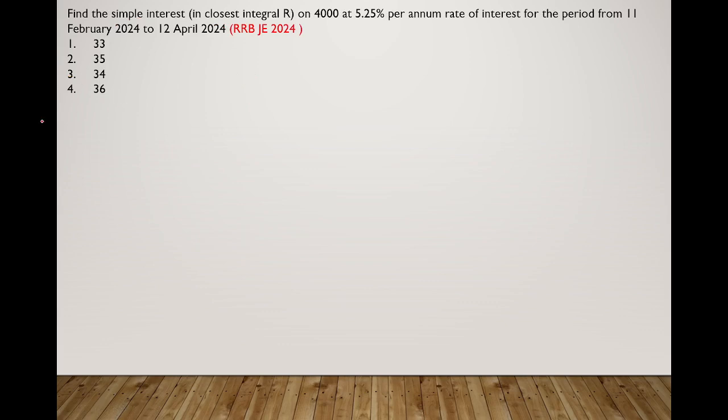Next question. Find the simple interest on 4000 at 5.25% per annum for the period from 11 Feb to 12 April. So we need to simply find out the simple interest. We have been given the principal and rate of interest, but we need to find out the time period. So first of all, 2024 is divisible by 4, so it is a leap year.